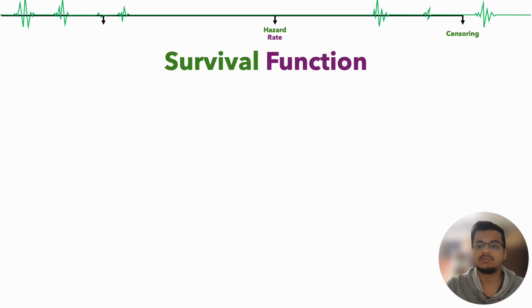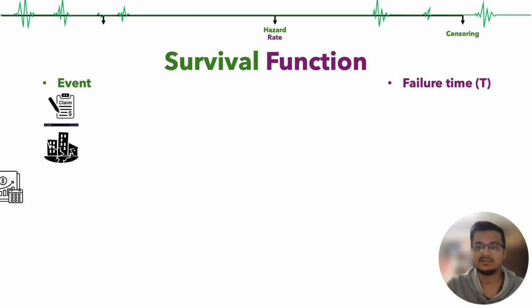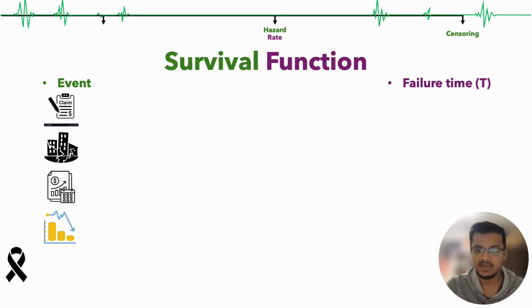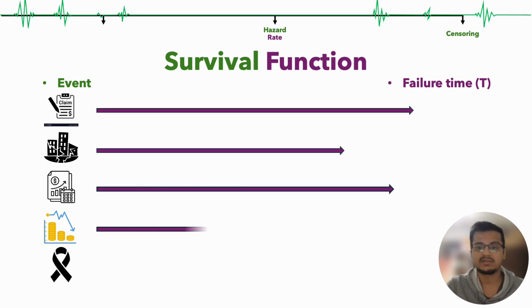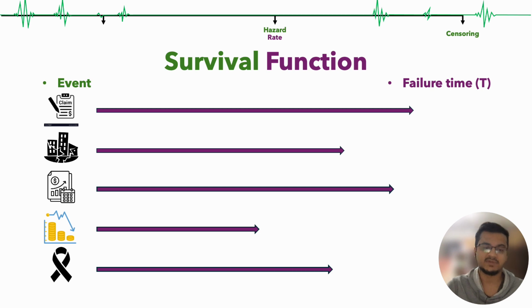To understand the survival function, we need to know two things: event and failure time. An event can be any instance that we are interested in, and failure time is the time starting from a point till the given event occurs. For example, the time until an insurer makes his first claim, or the time until the next earthquake strikes, the time until a company fails, the time until a stock hits its strike price, or the time until a cancer patient dies.